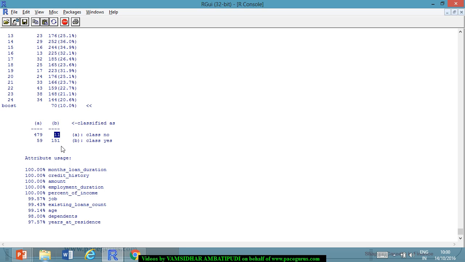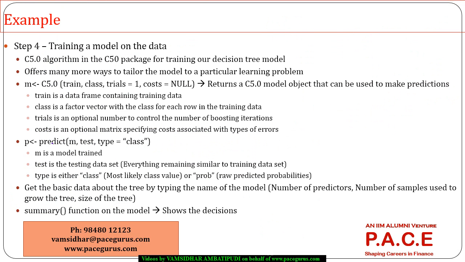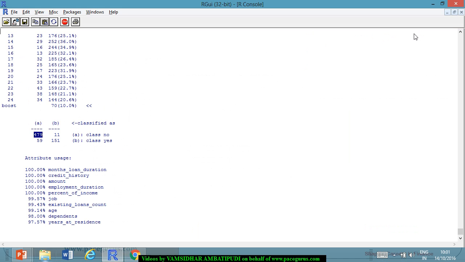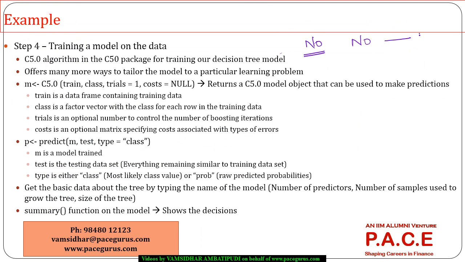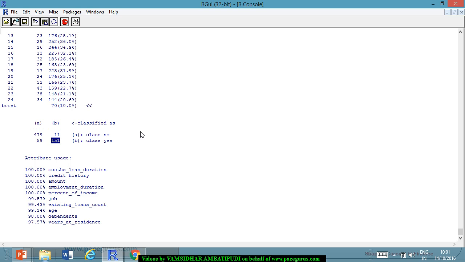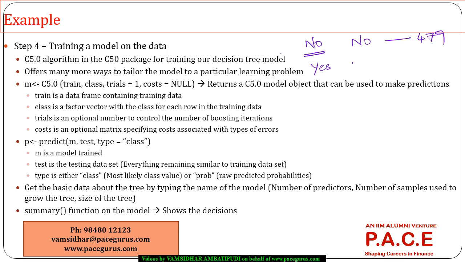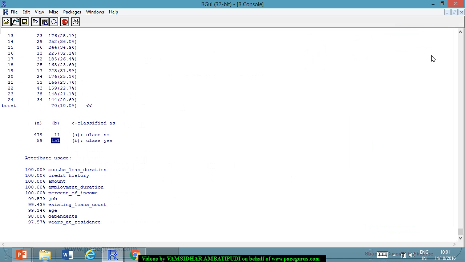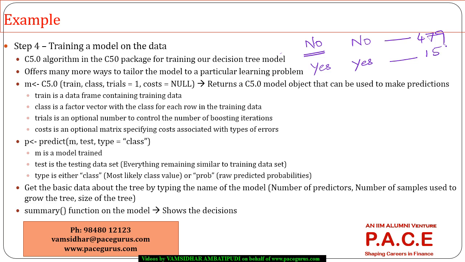So if you see here, 479, 151. Your model has predicted for these 479 guys that they will not default, and in reality also they did not default. So the 479 are very correctly classified. Similarly, for these 151, your model has predicted that they will default, and in reality also they did default. So 151 of them are also correctly classified.